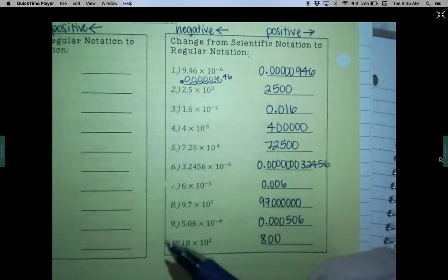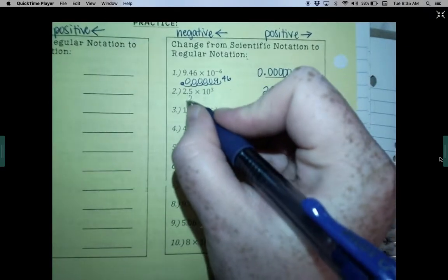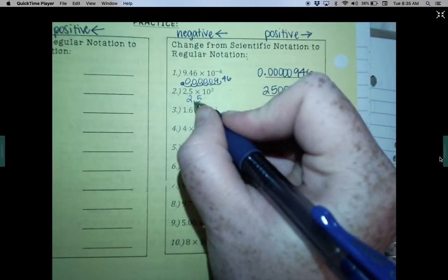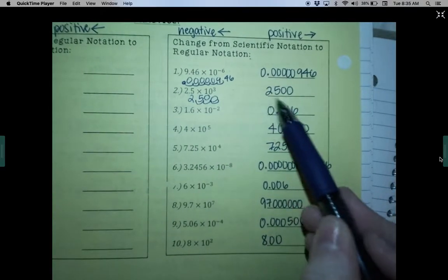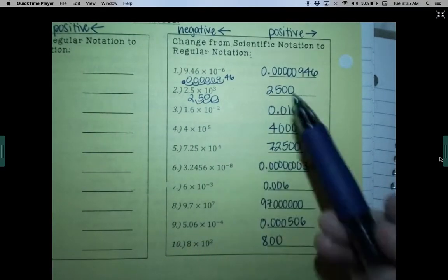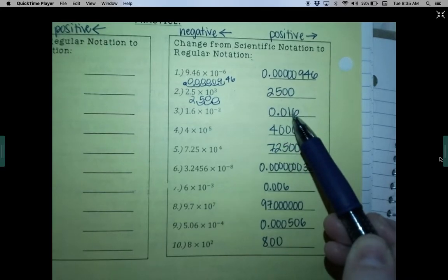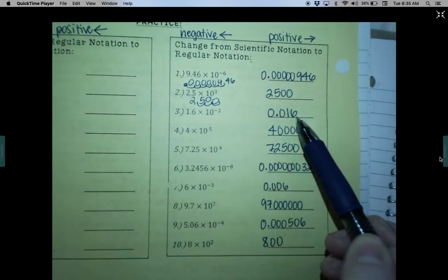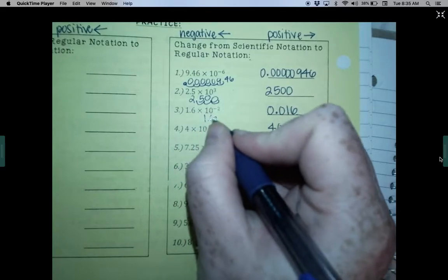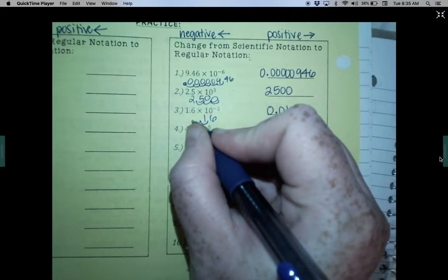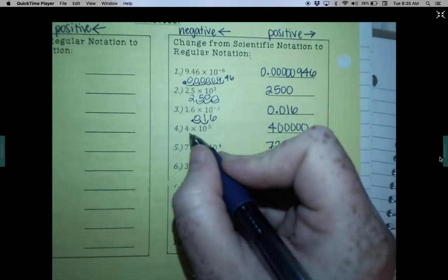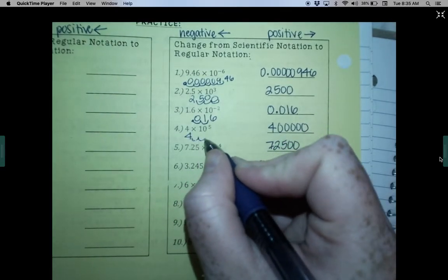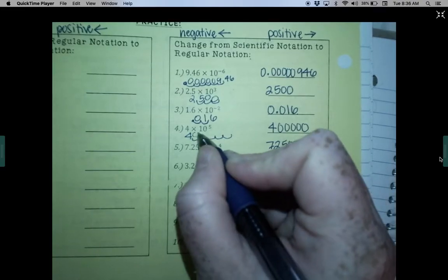I'm adding 5 zeros. Okay, 2.5 times 10 to the third, move it 1, 2, 3 places to the right because it's positive, so it's 2,500. 3 should be 0.016, because I have 1.6 and I move it 2 spaces to the left. 4 times 10 to the fifth, you should add 1, 2, 3, 4, 5 zeros.